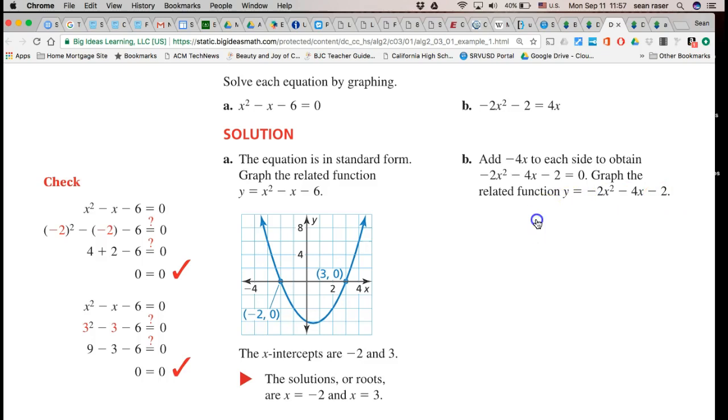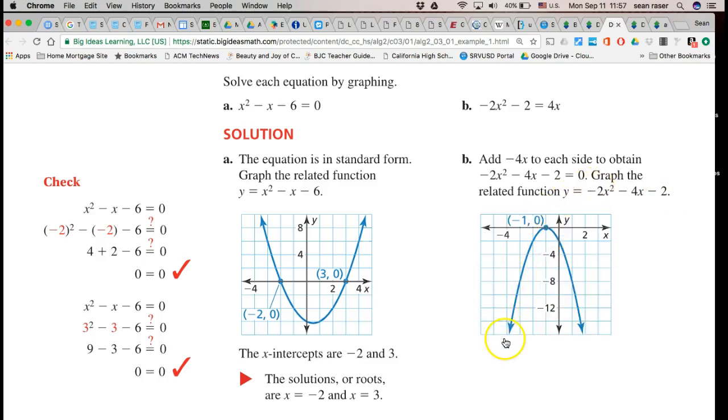So let's go ahead and look at the graph. Now we see that this graph opens downward, which makes sense because it's negative. And here you'll see that it only touches the x-axis at one point, at negative 1. So remember, your graph doesn't always have to cross the x-axis at the x-intercept. It could be where it touches the x-axis. So here, our x-intercept would be negative 1, so the solution or root is x equals negative 1.